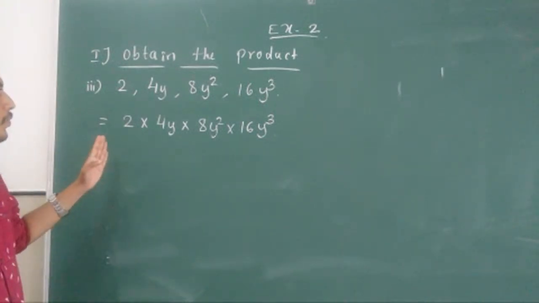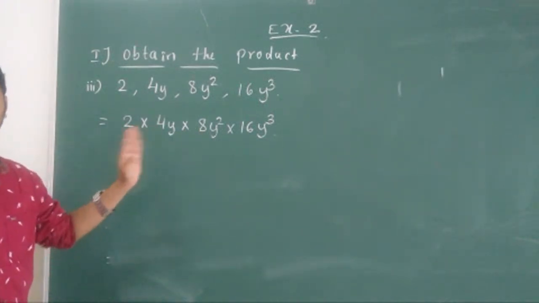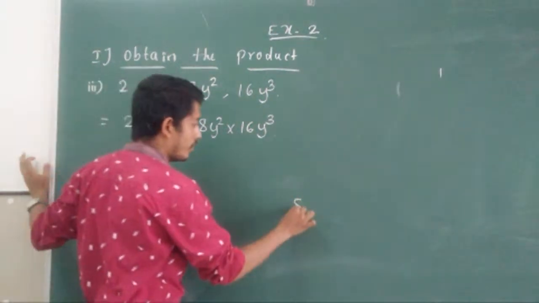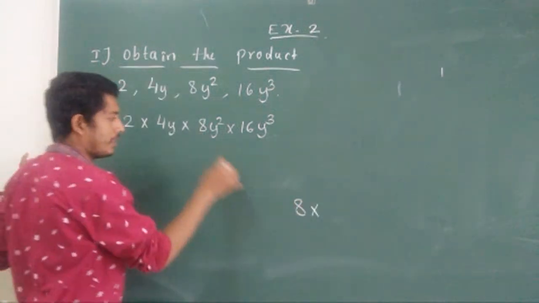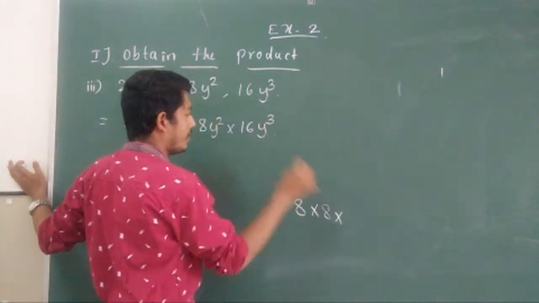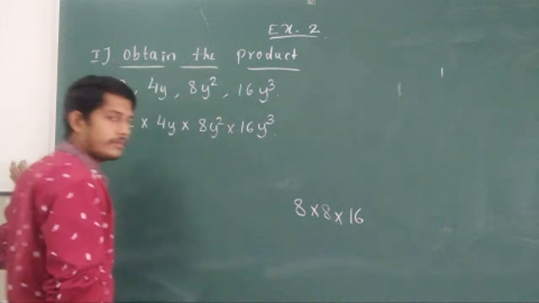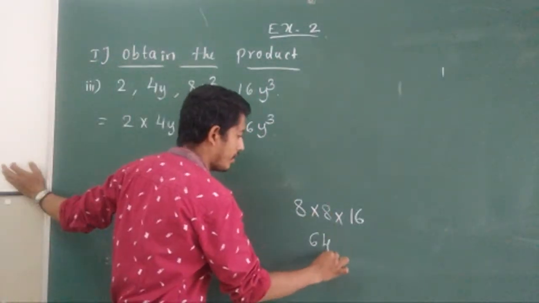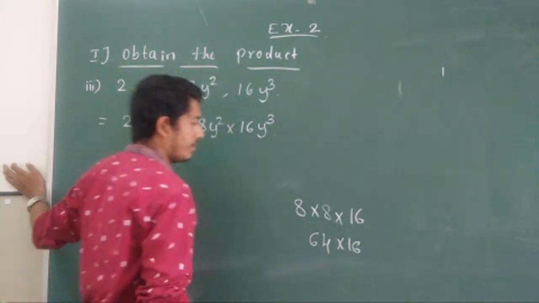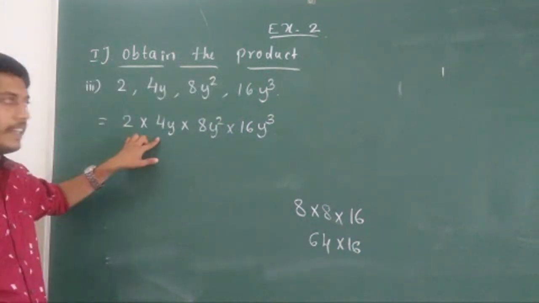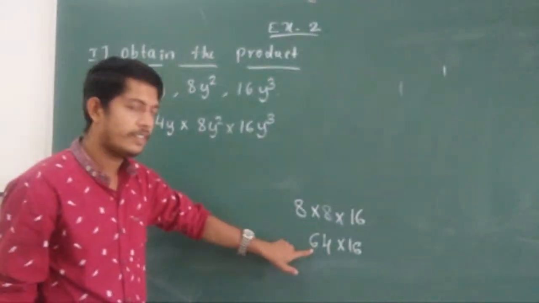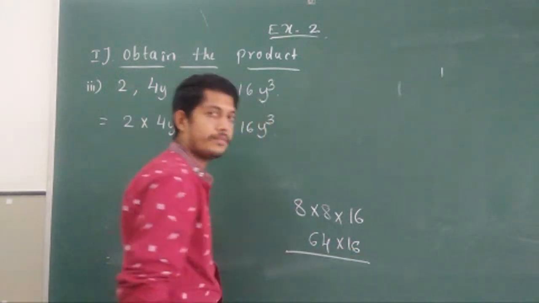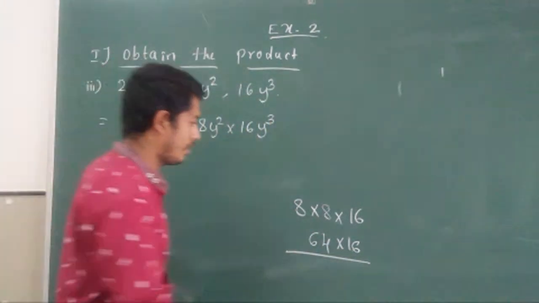Now first what we will do, we will multiply all the constant terms. 2 4s are 8. The next term is 8. The next term is 16. Then 8 8s are how much? 64. Here 2 4s are 8, 8 8s are 64. Next multiplication, 64 into 16. How much? Comment with answer fast.